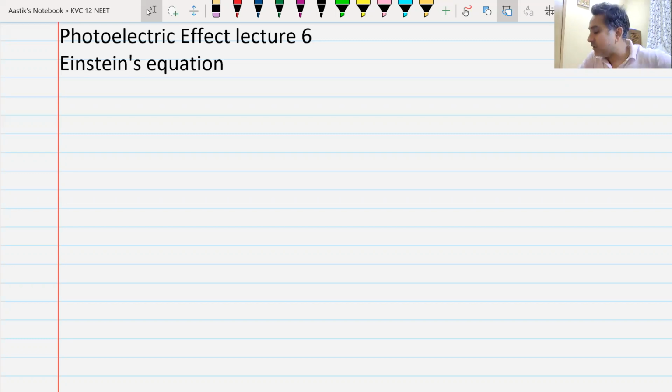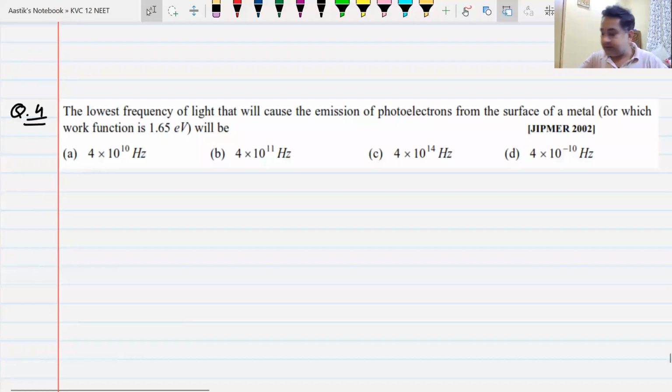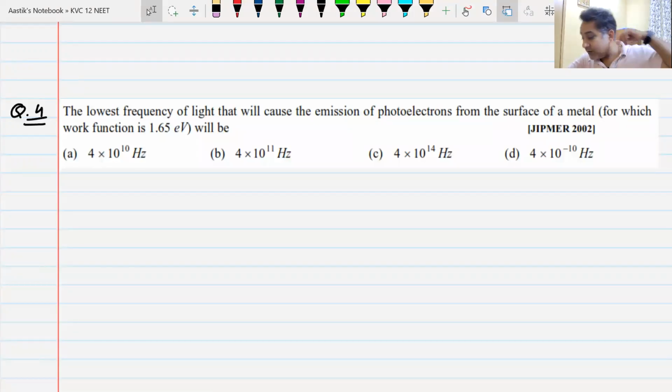I think in the last class we were doing questions on photoelectric effect. We are still not done with all types of questions, so we'll continue on that. This is the question we were discussing. Let's start with that question. The lowest frequency of light that will cause emission of photoelectrons from the surface of a metal whose work function is 1.65 electron volts. What is the lowest frequency which can emit electrons from this?